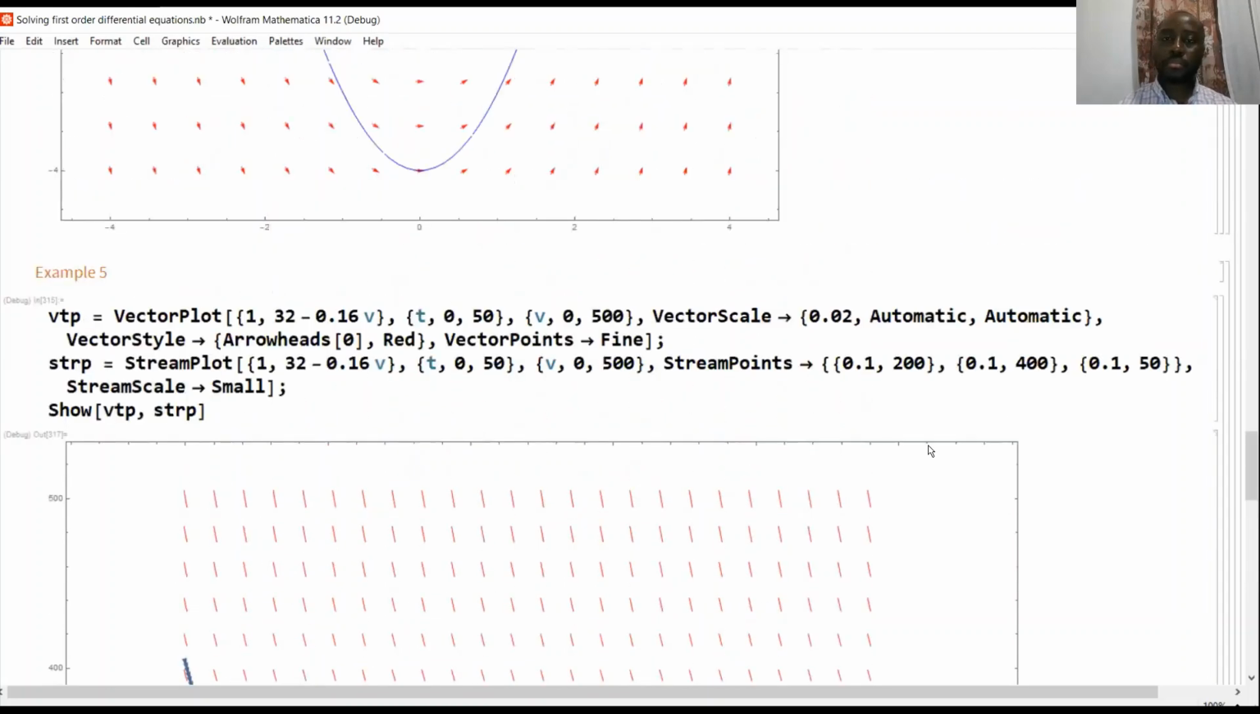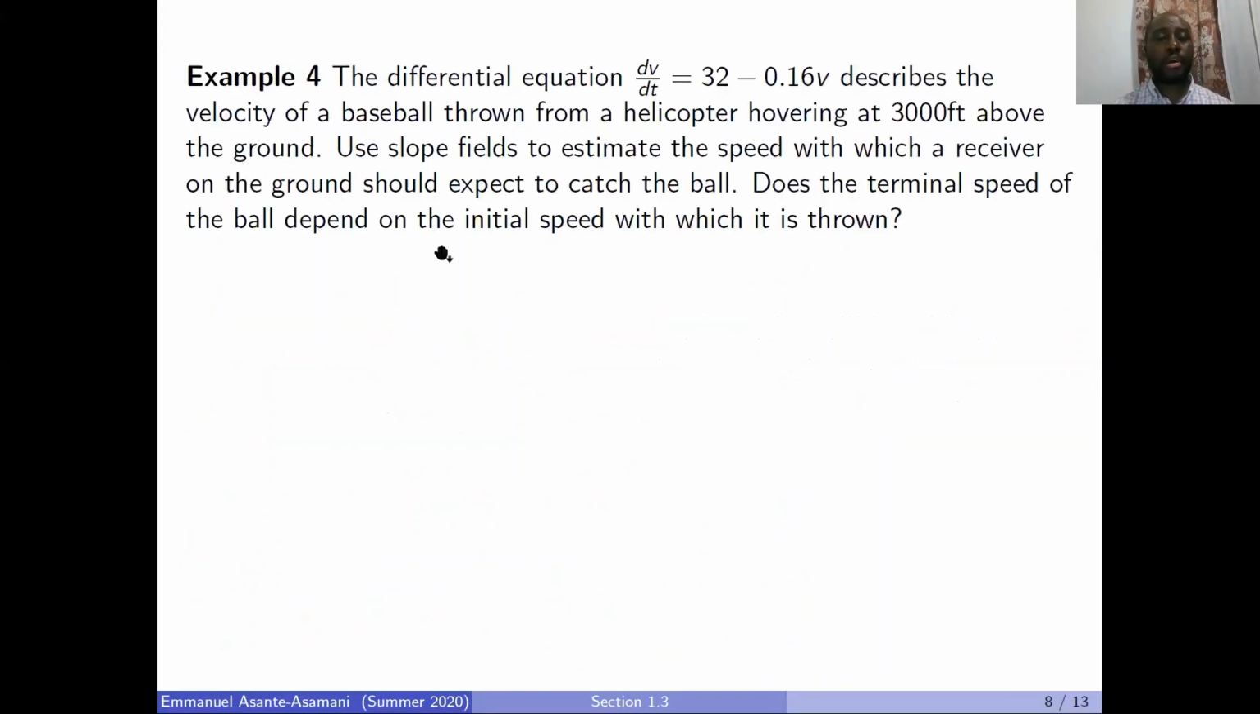Okay. All right, so let's go back to lecture. So we've seen how we can use slope fields to solve first order differential equations by visualizing the solution curves. Okay, right, now to a very important question.